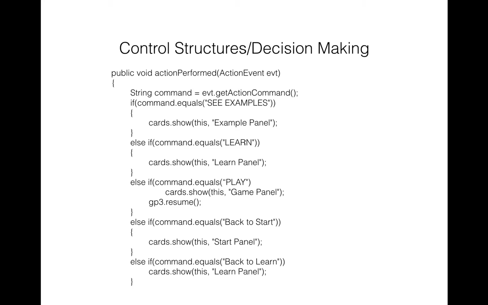The control structures, or decision making. So this is in the actionPerformed in the GOG panel, and there's an if-else statement which shows that if a certain button was pressed, it would go into here, and it would see the text of the button, and if the button was a certain text, then it would show the next panel, or whatever panel corresponds to what that button would go to, using the card layout.